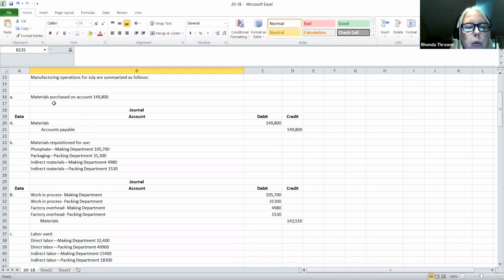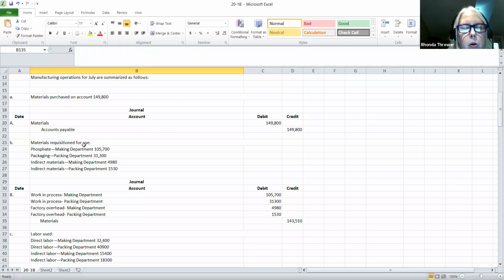So when we buy materials on account, our materials, which is an asset account, is increasing. To increase materials, we would debit it. We bought 149,800, so we're going to debit our materials account for 149,800. We purchased these materials on account, so we have created a liability account called accounts payable, and our accounts payable has increased for 149,800. So we enter it into the journal first.